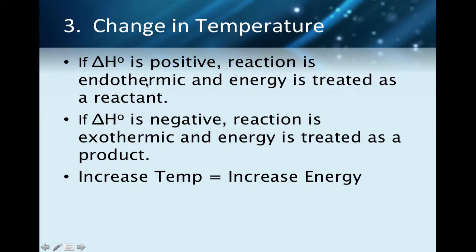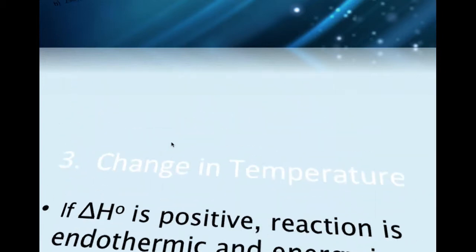What we're going to do with the change in temperature is talk about a change in enthalpy. If the change in enthalpy is positive, the reaction is going to be endothermic, and we're going to treat energy as a reactant, because we have to put energy into the reaction to make it go. That heat and that energy is going to be a reactant. If your delta H is negative for the reaction, that means it's releasing energy, it's exothermic, and in that case we're going to treat the energy or the heat as a product. Anytime you're increasing the temperature, you're going to increase the energy in the system.